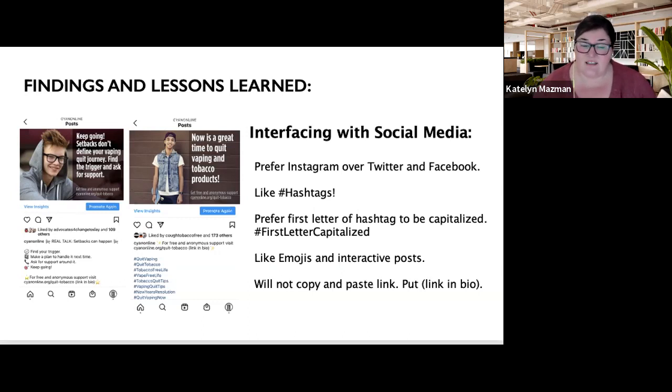One thing to call out is that youth and young adults are not going to copy and paste a link. So if you are clicking through to a resource, you need to put it in your website bio or at the top of your page for them to click on, because they're not going to click through and copy and paste if it's not there.